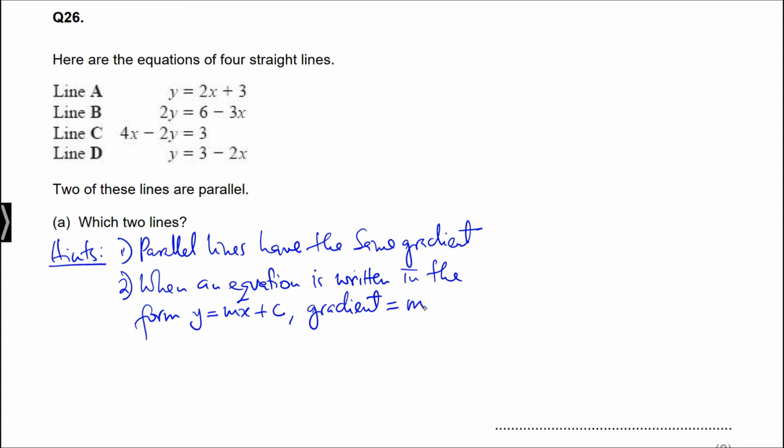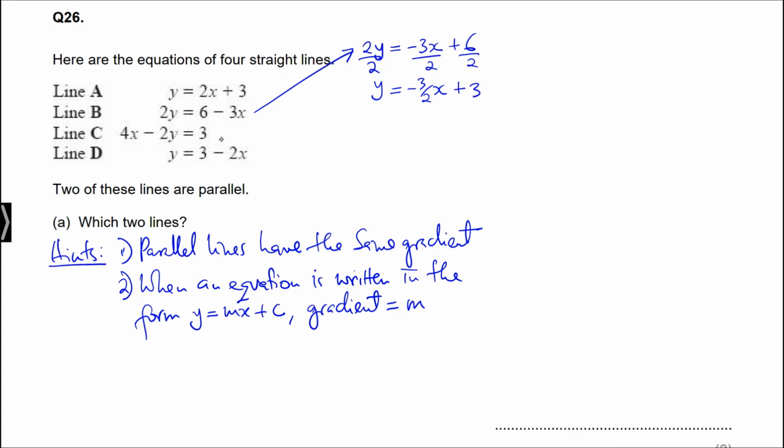So basically here, if you notice, these 2 lines are not written in the form of y is equals to mx plus c, and that's what I'm going to do. So here we'll have 2y is equals to negative 3x plus 6, and then we divide by 2. So y will be equal to negative 3 over 2x plus 3.